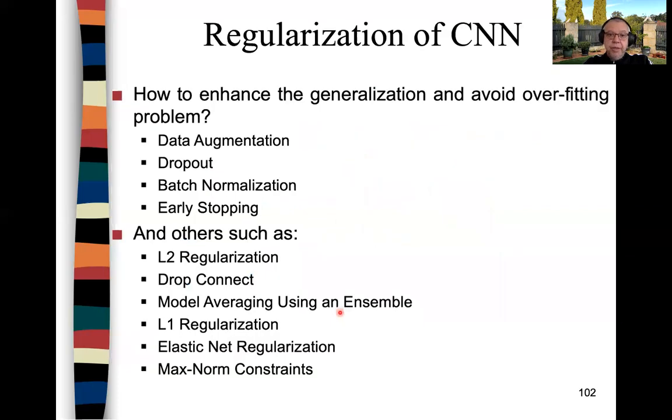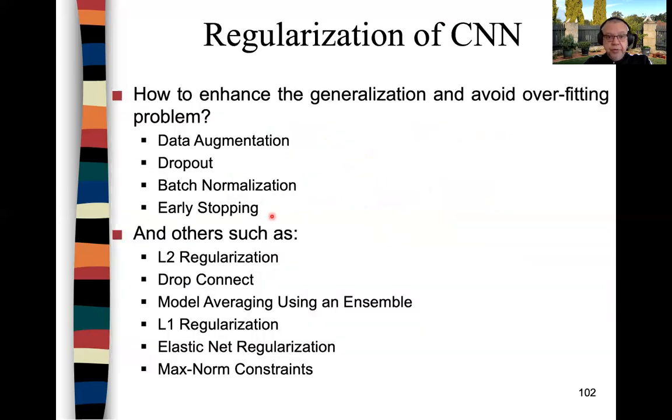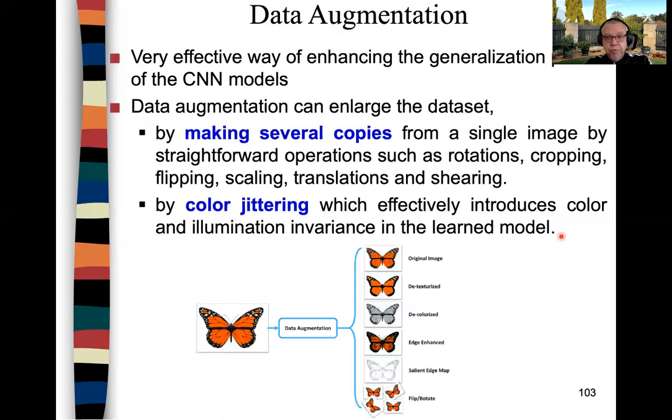So this is in the case of logistic regression, or in the case where you're using a multi-layer perceptron, for example. Now in the case of CNNs, if you do regularization, you can also use L2 or L1 regularization, and there are other approaches also which are listed here on this slide. We'd be interested in data augmentation, dropout, batch normalization, and early stopping that we've seen before actually.